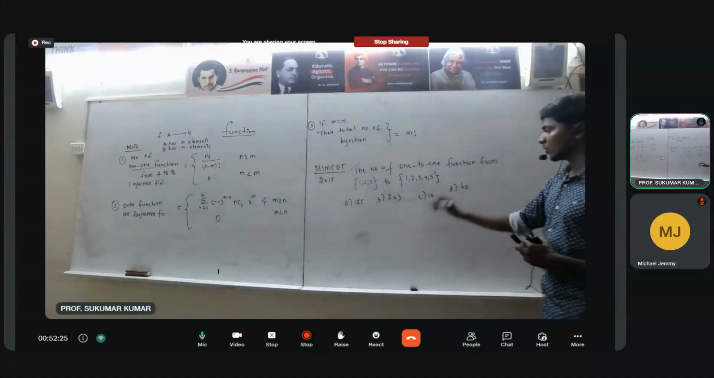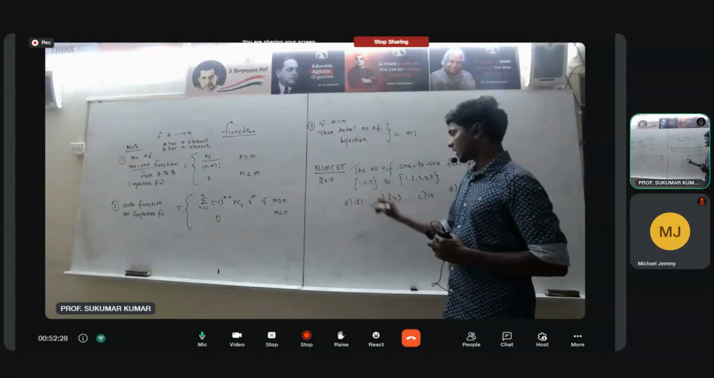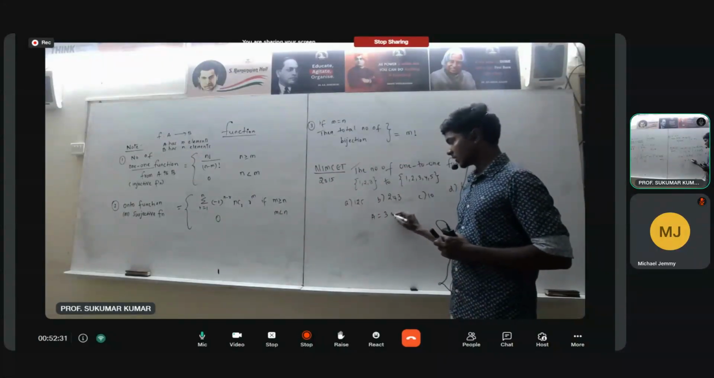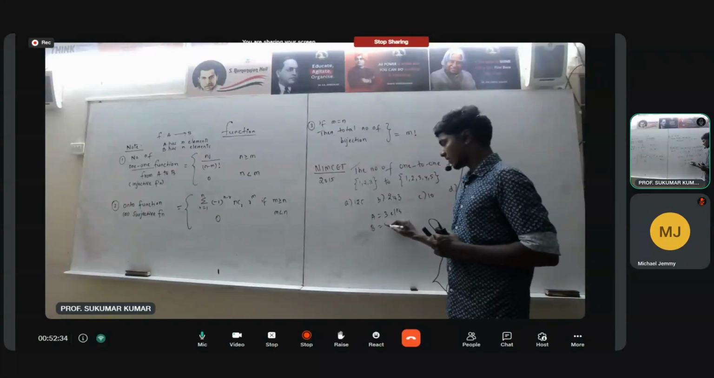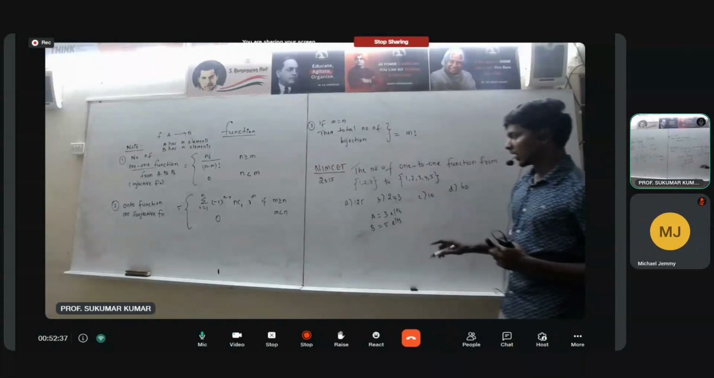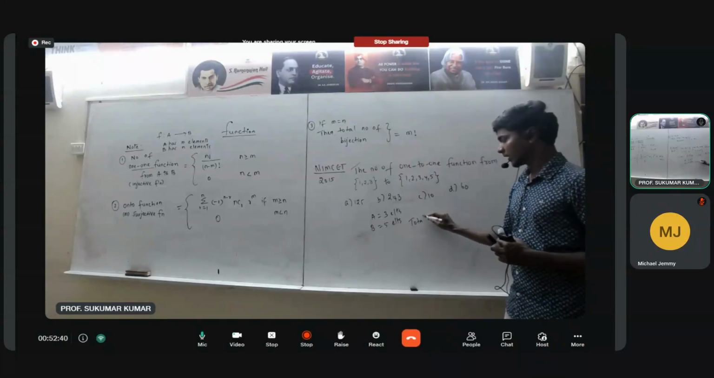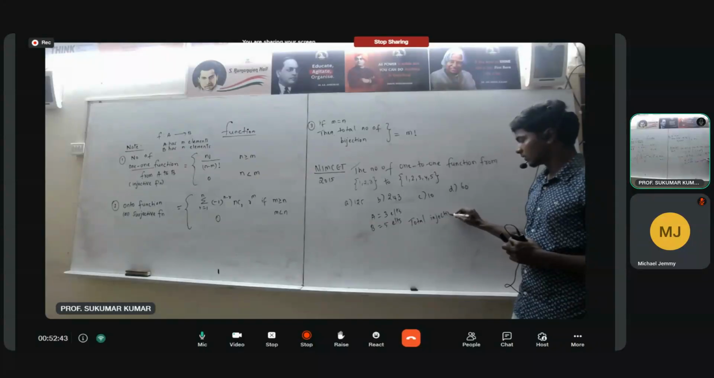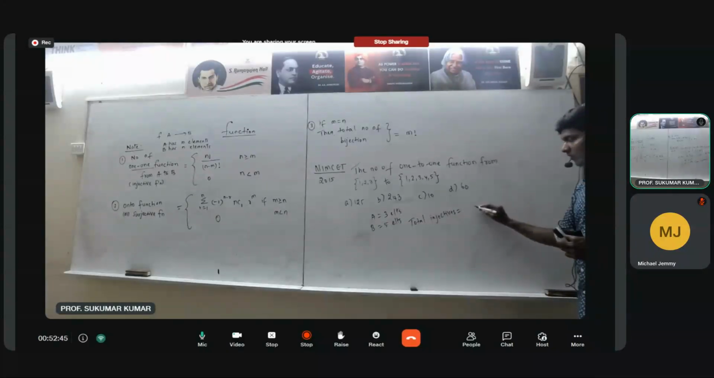So say this is A, and your A has 3 elements, and your B has 5 elements. The total number of injective functions will be n factorial divided by (n minus m) factorial, that is 5 factorial divided by (5 minus 3) factorial, which is 2 factorial. So 5 into 4 into 3 into 2 factorial divided by 2 factorial, 2 factorial and 2 factorial get cancelled, and 20 into 3 is 60. Totally 60 functions are possible.